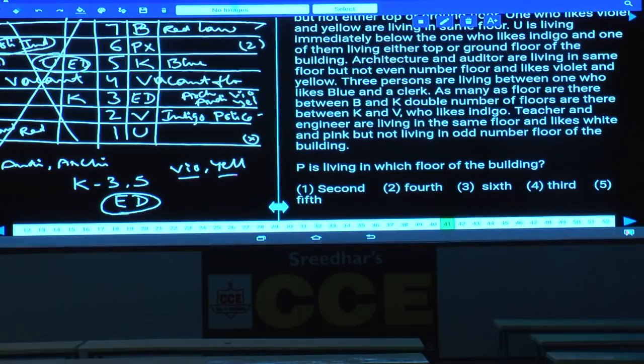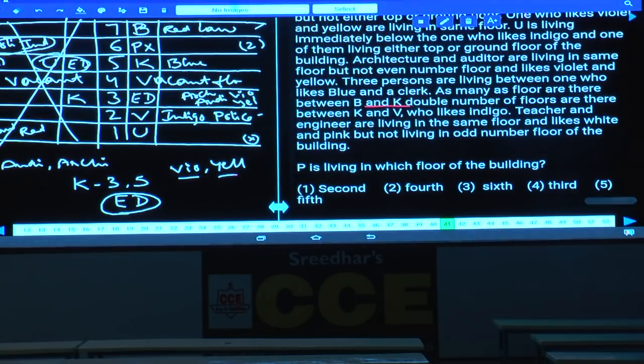And as many floors are there in between B and K, and K and V. V who likes indigo, that information is not required. We could finalize this. Teacher and engineer are living on the same floor. As teacher and engineer, tell me where are these 2 persons here? P and X. Teacher and engineer on the same floor, that is on the 6th floor, and likes white and pink. Now these two are white and pink in any order, but not living on an odd number floor. Anyhow, they are staying on an even number floor.